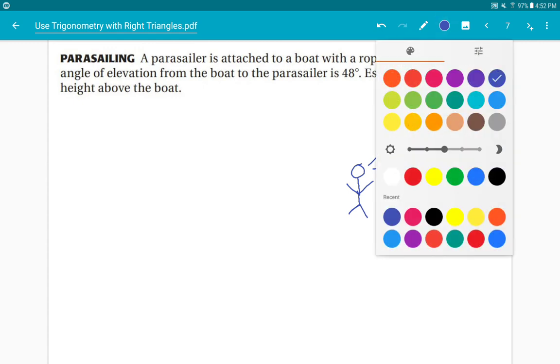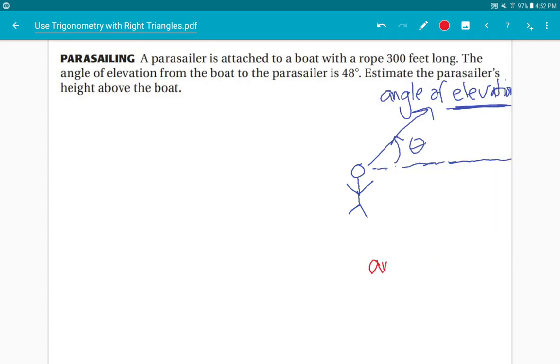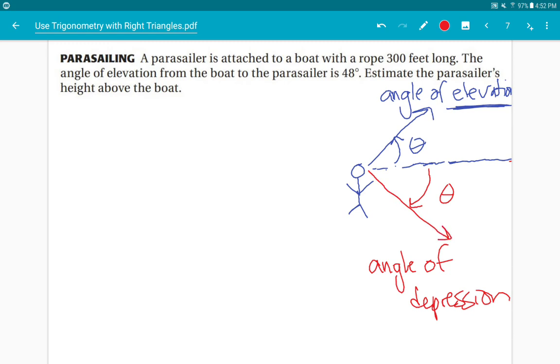Now there is another one. The other one is what we call the angle of depression. It just means to push down, or to go downward. So the angle of depression, again, with your horizontal line of sight, is going in a downward direction. So if you were looking horizontally and then look downward, that would be considered an angle of depression.